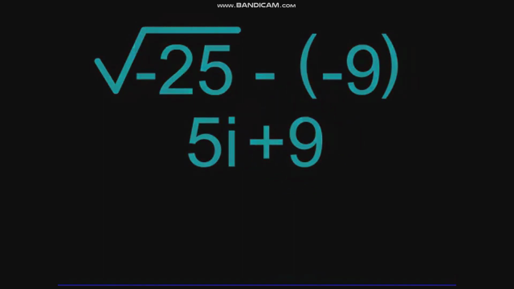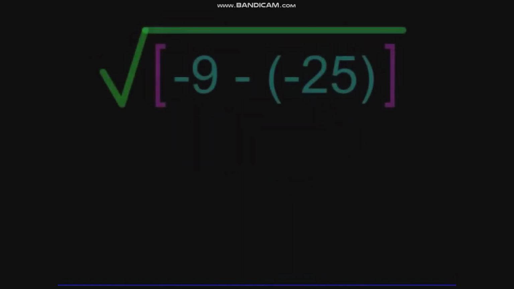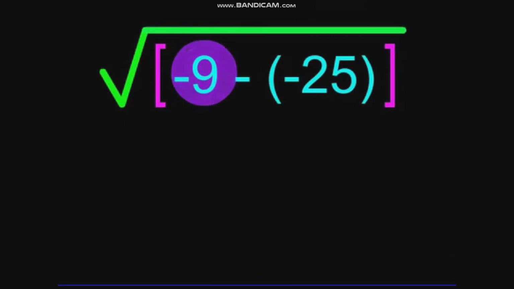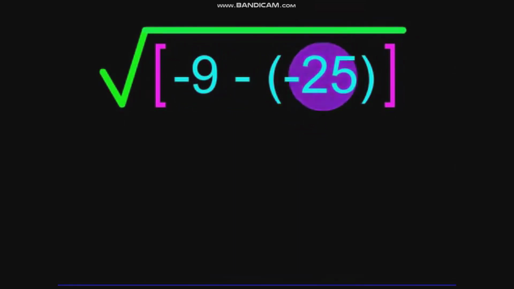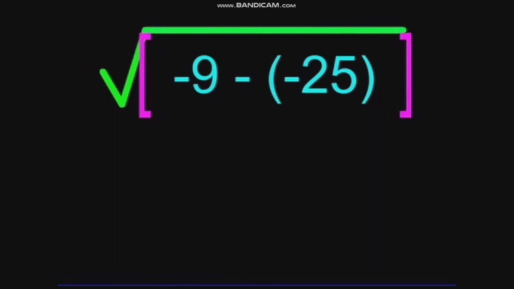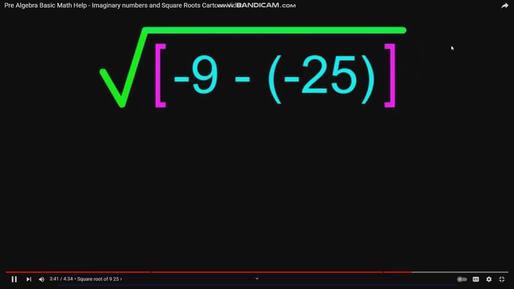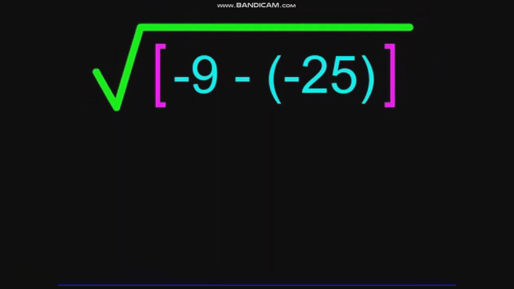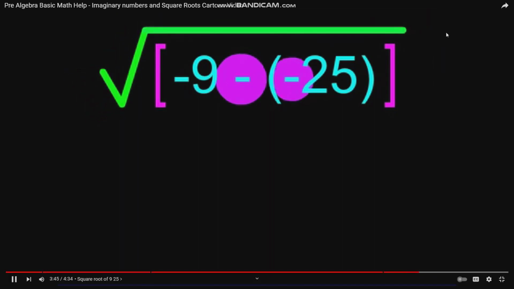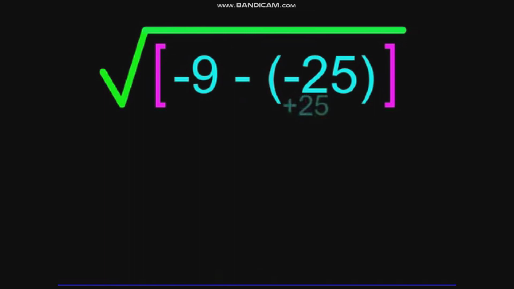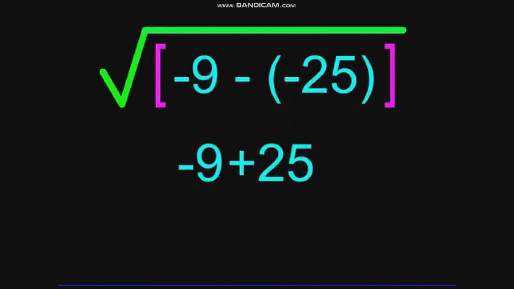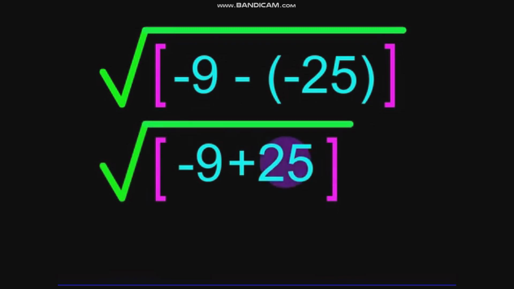Let's do one last problem. Suppose we had the square root of -9 minus (-25). This time, we see brackets surrounding -9 and -25. So this tells us we have to solve what's in the brackets first, before we can try to find the square root. Once again, we have 2 negatives, and we know that equals a positive. So we are looking at -9 plus 25.